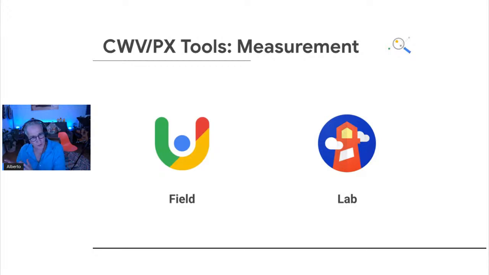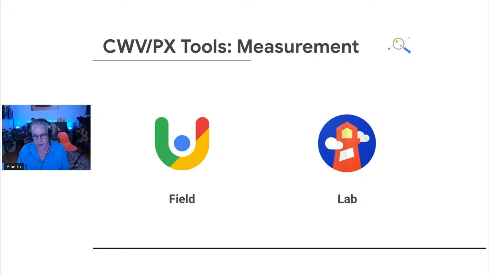The other aspect of measurement is what is called synthetic data or lab data. Probably you have heard about Lighthouse. Lighthouse is a tool also developed by Google that runs synthetic analysis of your site. You can do that on your machine, and it gives you an idea of how your site is behaving in terms of Core Web Vitals and gives you some recommendations on things that you could do.